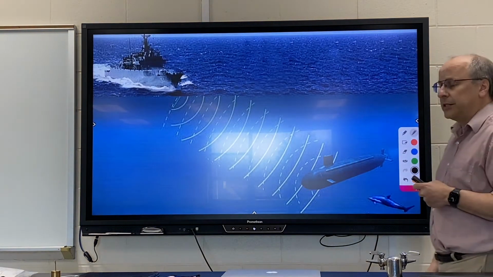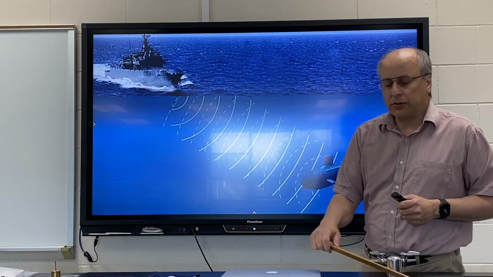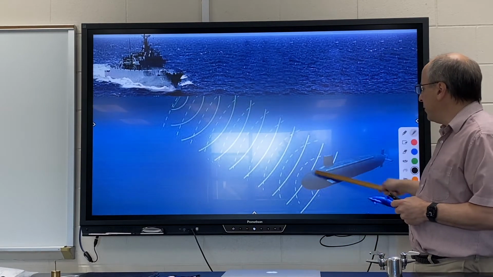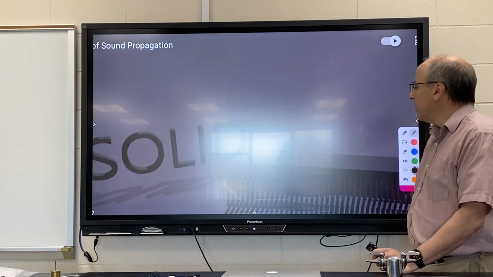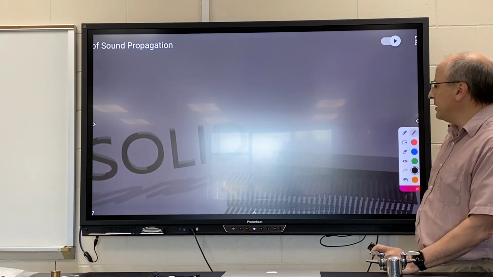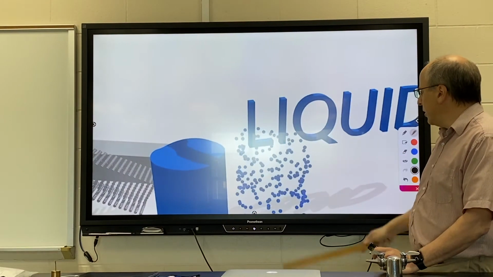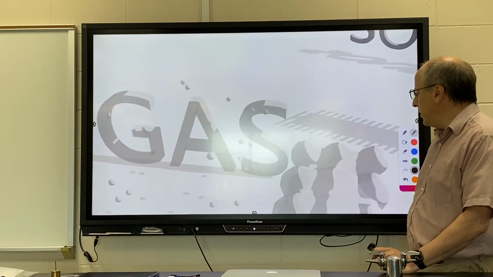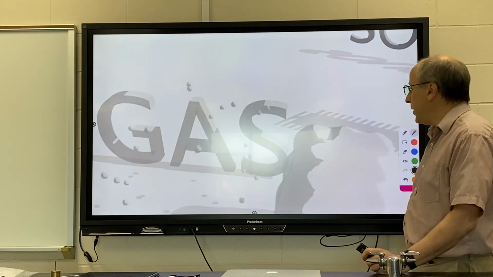Sound travels different speeds through different materials. We mentioned that a moment ago. So sound travels faster through liquids than it does through air. Sound travels fastest in solids. So if we look at solids, the molecules are close together. With liquids, they're farther apart. And with gases, they're really far apart.